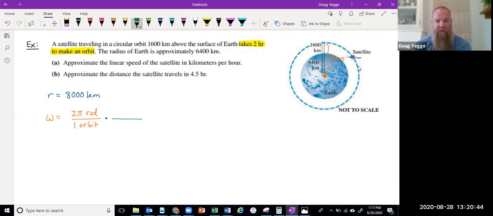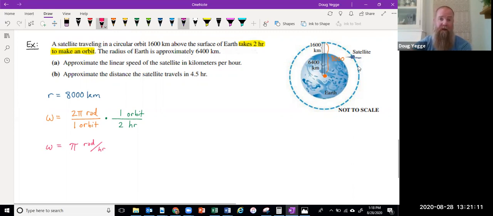I need hours to be on bottom, which means I need to cancel orbits. So this is just a conversion factor again that will allow me to cancel. But in the problem, it said 1 orbit is actually 2 hours. So that means that omega, or my angular speed, is equal to pi radians per hour.